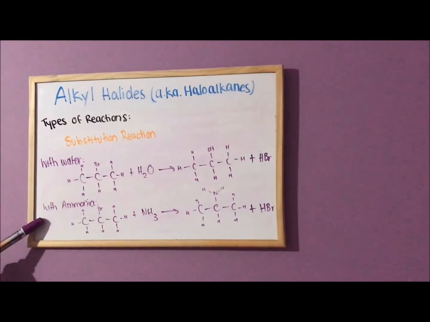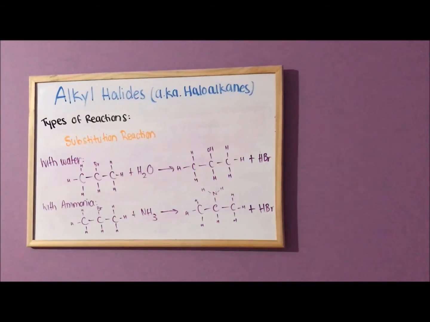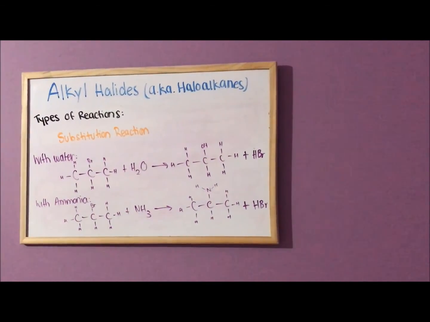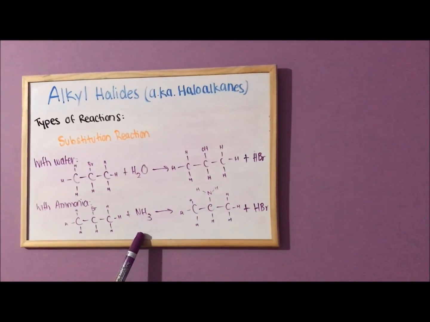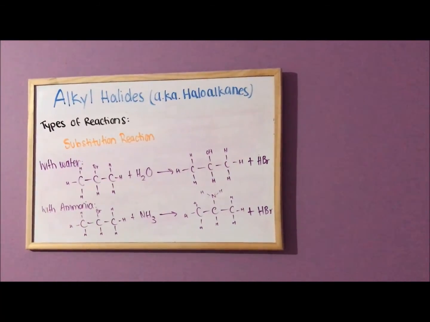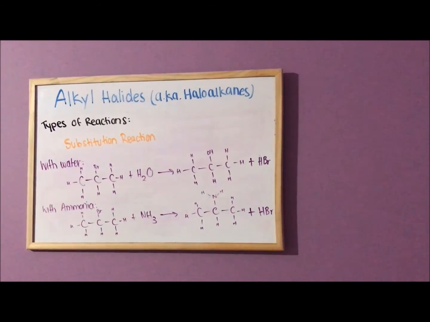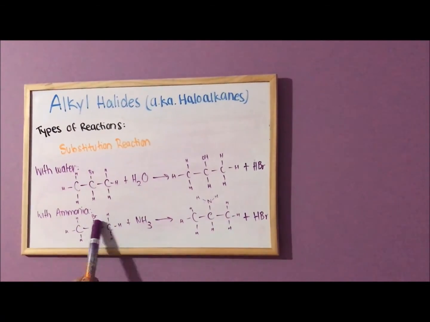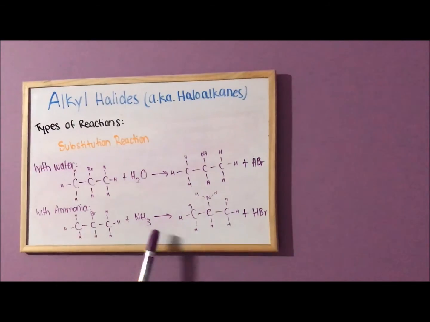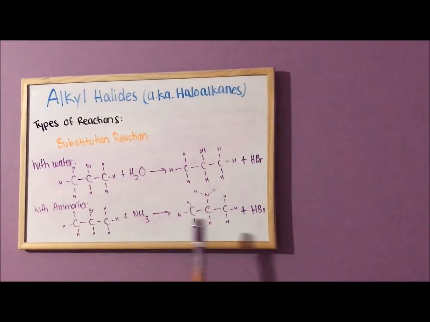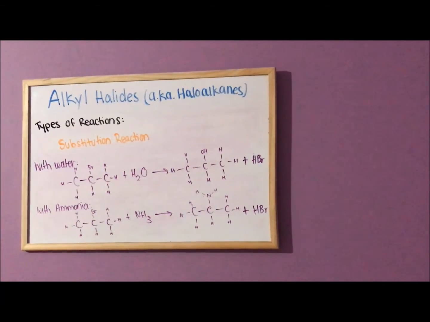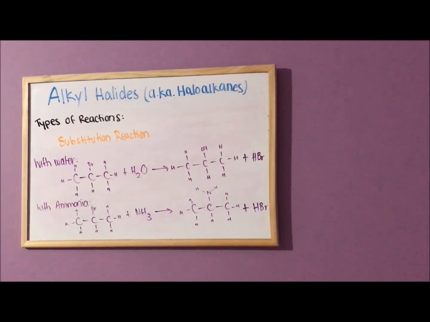Secondly, for our second example, if you were to do it with ammonia, then your substitution reaction would look something like this. You would have 2-bromopropane plus NH3, and that would give you 2-propanamine, because your bromine is going to be substituted with your NH2 and you are going to be left with 1 hydrogen and the bromine that was substituted. So then your products would be 2-propanamine and hydrobromic acid.